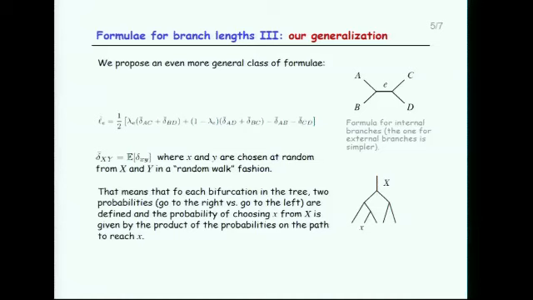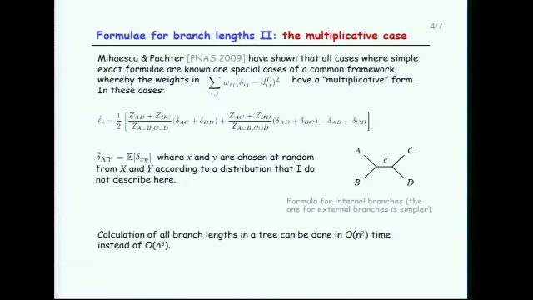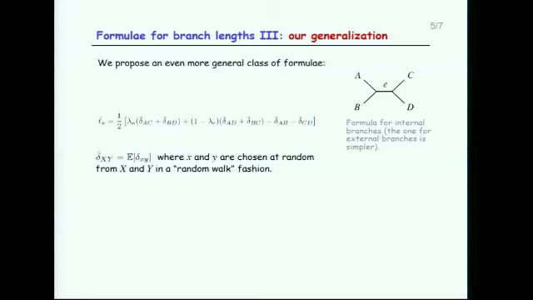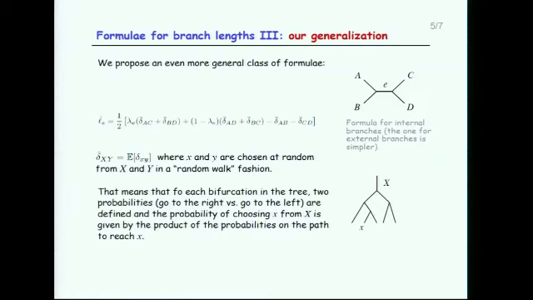And why am I defining this distribution? This is just a general form of all the distributions that we admit. Even the uniform distribution can be obtained with a process like this. It's easy to see. All the distributions that we've seen before, including the ones by Miaesco and Pachter, which I haven't described to you, can be obtained this way. So this is a very general form for this formula.